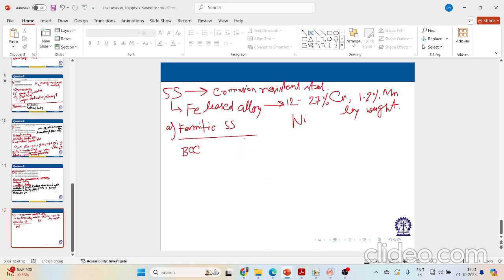Okay, so chromium, which is BCC structure, stabilizes alpha Fe into delta Fe. All are BCC in nature, right? And they merge to form the so-called closed gamma loop, right?